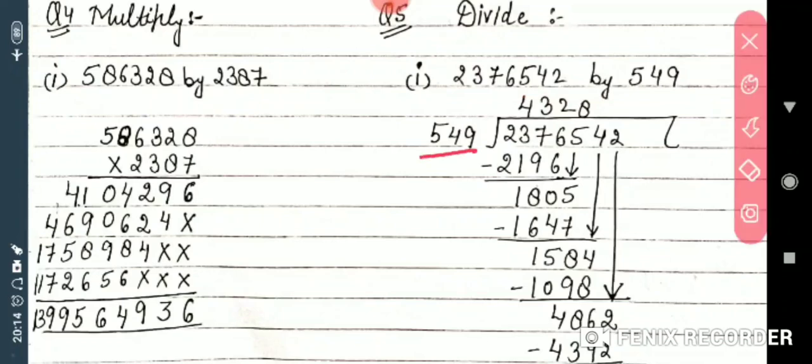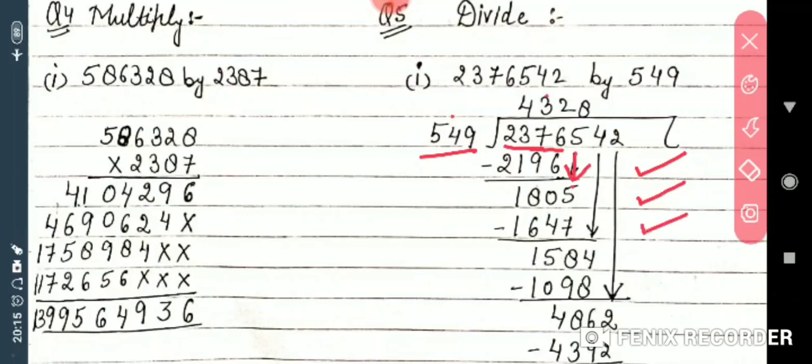Now how can we divide larger numbers? So 549. We will take 3 digits, but 237 is smaller, so we will take these 4 digits. So we will multiply the 549 table by 4, we will get 2196. We will subtract 2196 from 2376. We will get 180. Then we will carry down this 5 and it will become 1805.